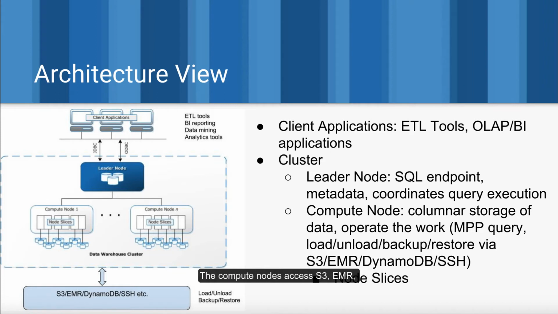The compute nodes access S3, EMR, DynamoDB, SSH, etc. to load, unload, backup, and restore data. The type and number of compute nodes that you need depends on the size of your data, the number of queries you will execute, and the query execution performance that you need. I'll show you how to determine the total number of compute nodes when we get to the cluster node types section.